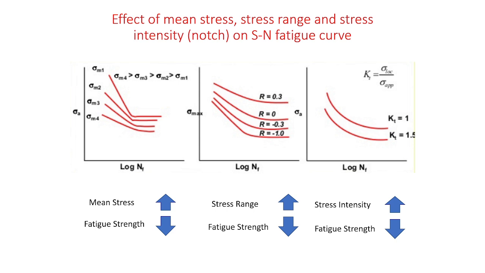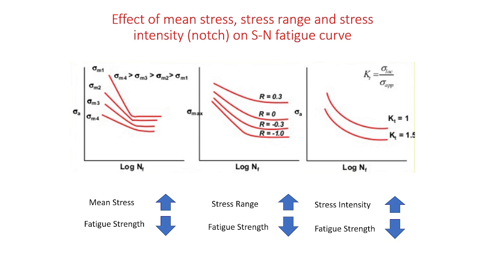You can come to the middle diagram, which shows the range of stress. As the range of stress increases, what happens is the fatigue strength decreases. You can see the arrow: stress range increases, the fatigue strength decreases. So R is equal to 0.3 has lower fatigue strength, whereas R is equal to -1 will have a higher fatigue strength.